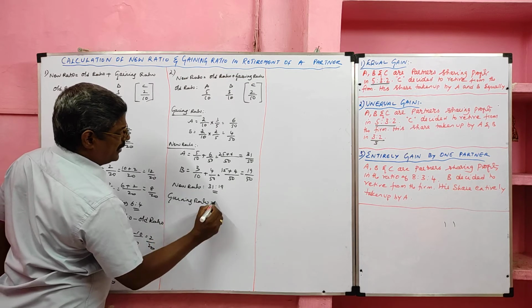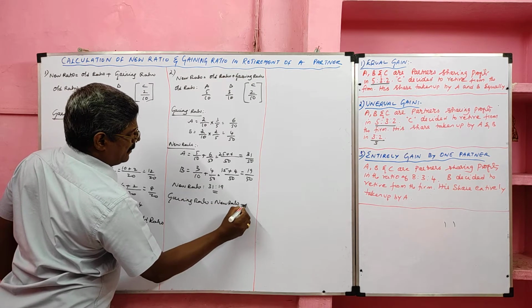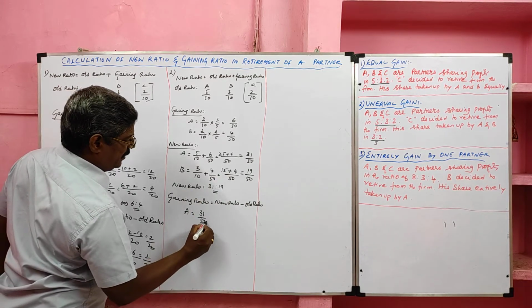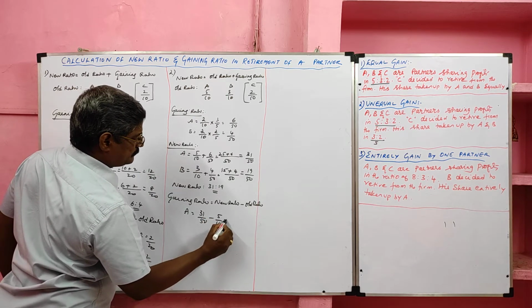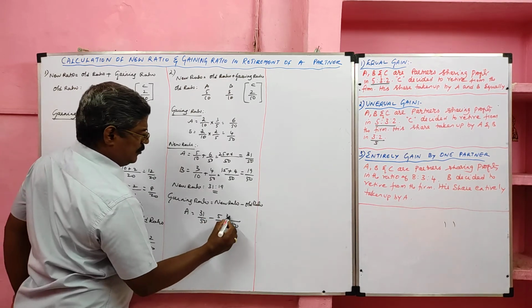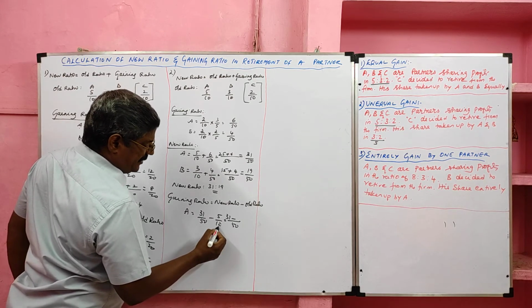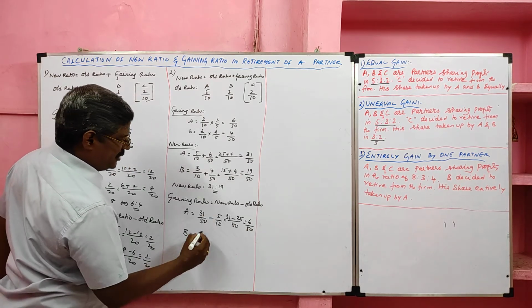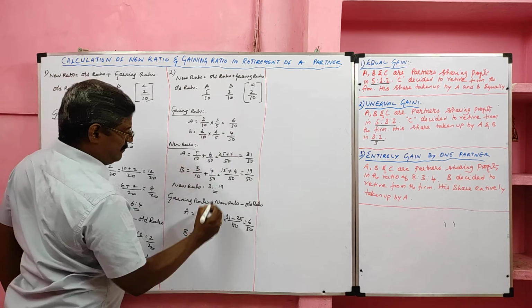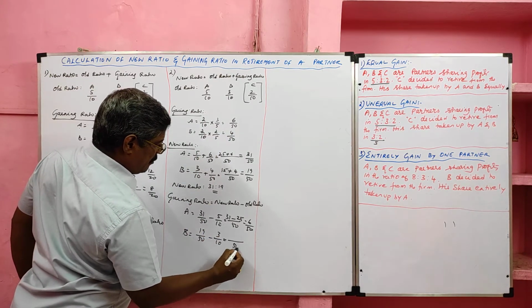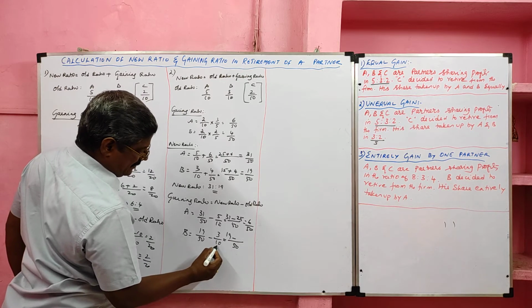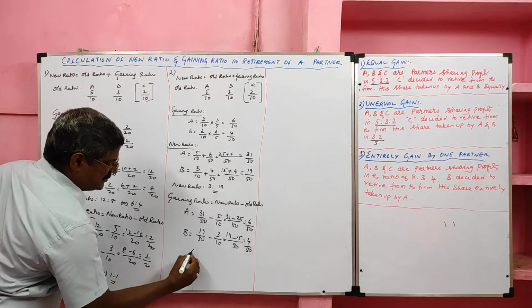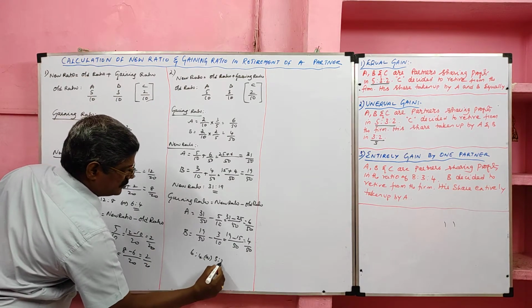Then we can find the gaining ratio. The formula is new ratio minus old ratio. A's new ratio 31 by 50 minus old ratio 5 by 10. Common denominator 50. 31 minus 25, 6 by 50. Then B's new share 19 by 50 minus old share 3 by 10. Common denominator 50. 19 minus 15, so 4 by 50. So gaining ratio is 6:4 or 3:2.